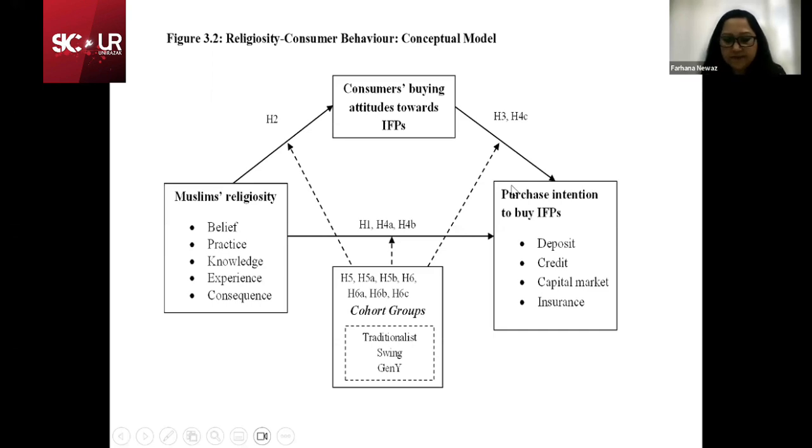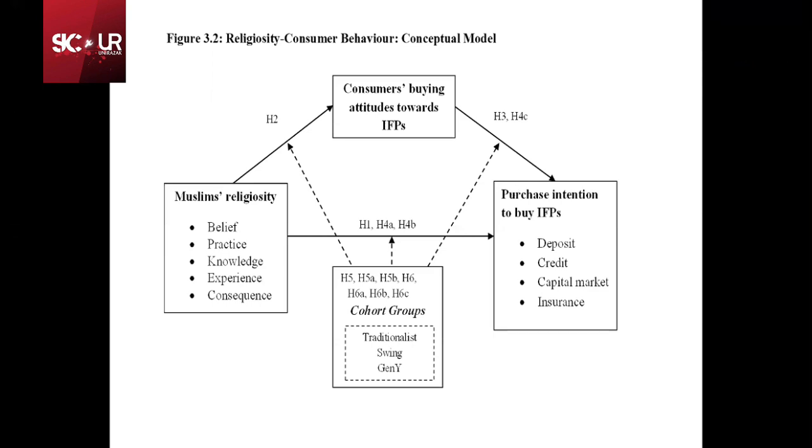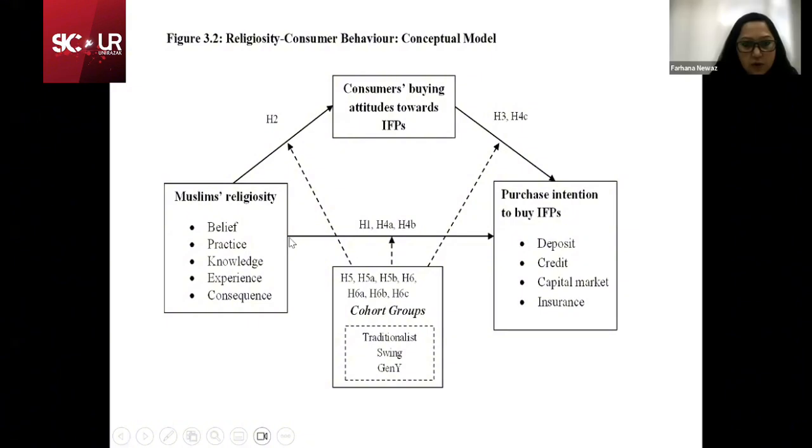Make sense or not? Prof, sorry, Prof. I still have a problem understanding this one. Everything else is fine, but why is there an arrow directly from Muslim religiosity to purchase intention? Why can't it stay with Muslim religiosity to consumer attitude and then to purchase intention? Why do you link that? You are asking why I am putting the relationship directly from religiosity to intention, right? Yes.